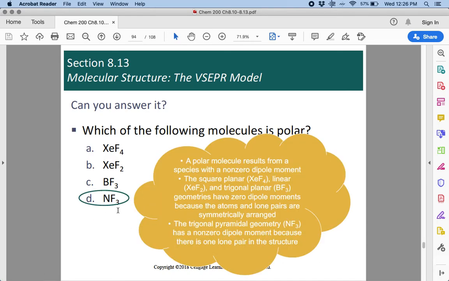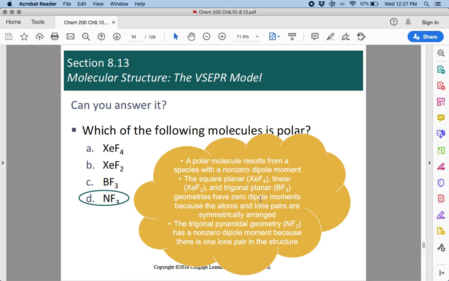We find out that NF3 is our polar molecule, right? A polar molecule results from a species with a non-zero dipole moment, so something that has a dipole. To figure out if it has a dipole, we need to know the molecular shape. To get the molecular shape, we need the electronic geometry. To get the electronic geometry, you have to draw the right Lewis structure. So it all builds on top of each other.